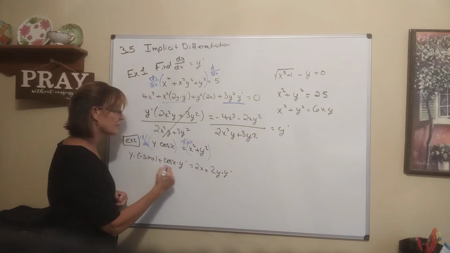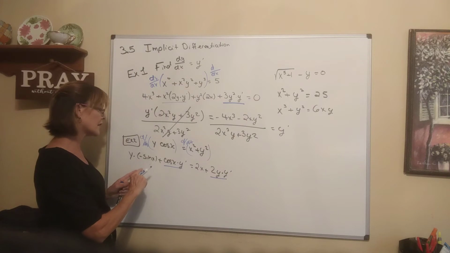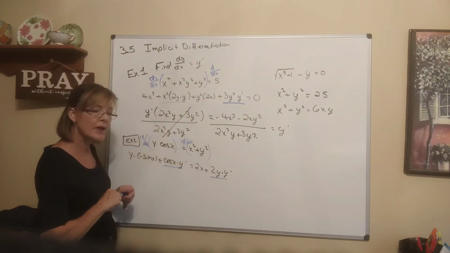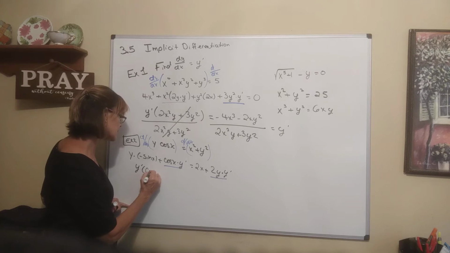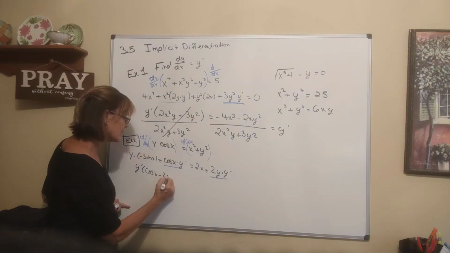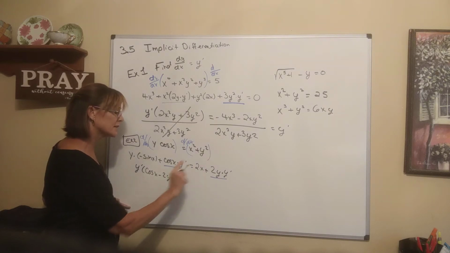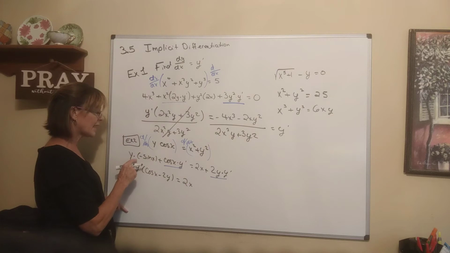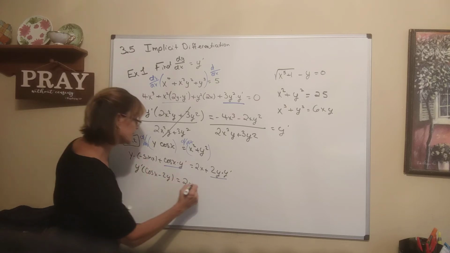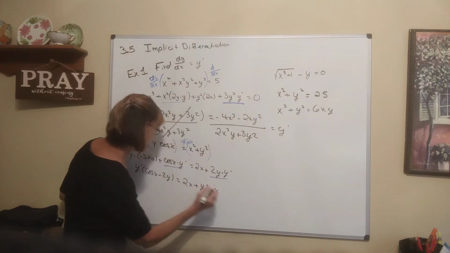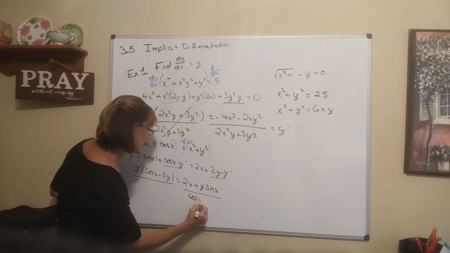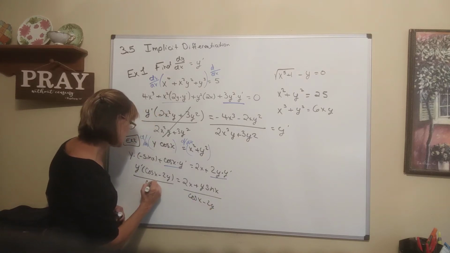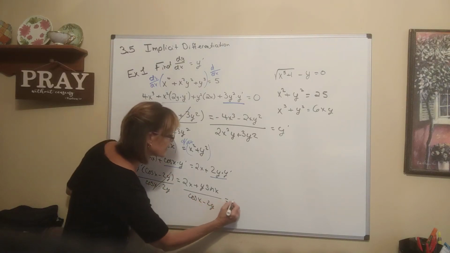I'm going to gather up my y prime terms on the left side of the equation and move everybody else to the right side. At the same time, I'm going to factor out y prime. So this becomes y prime times the cosine of x minus 2y. I'm going to leave 2x right there because it's where I want it to be, on the right side. And then I'm going to add this term to both sides because it's minus y sine x. So I'm going to add plus y times the sine of x. Now we're going to divide both sides by this factor, the cosine of x minus 2y. This right here is what y prime is equal to.